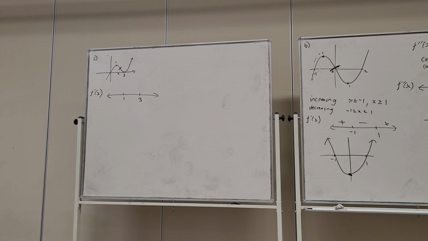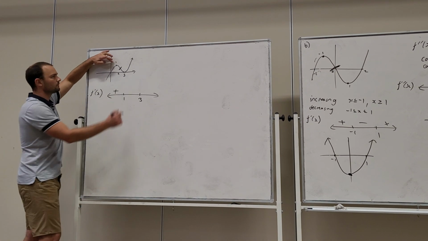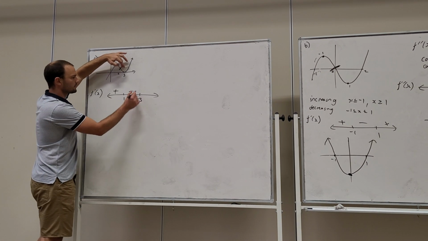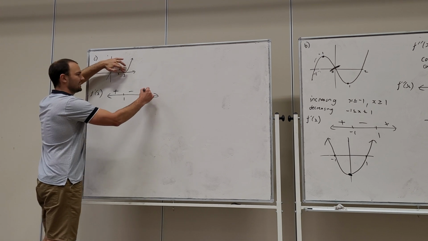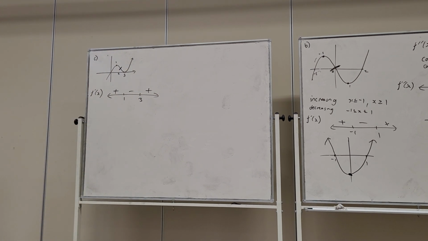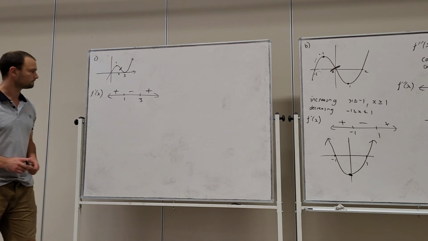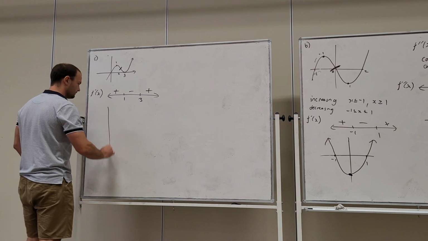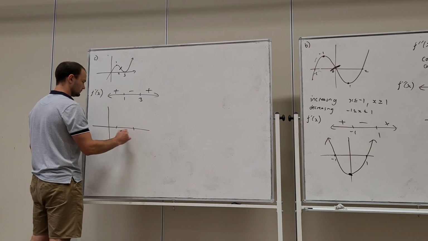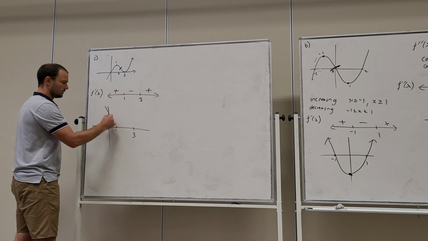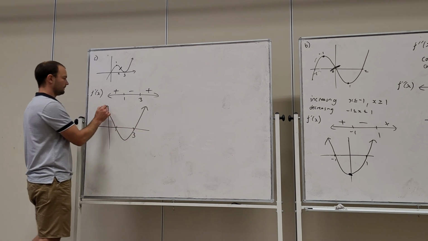And I can see that it's increasing until we get to 1, then it's decreasing between 1 and 3, and then it's increasing after 3. So I've generated the sign diagram of the derivative just by looking at the original function. Now we can graph that. Above, below, and then above.